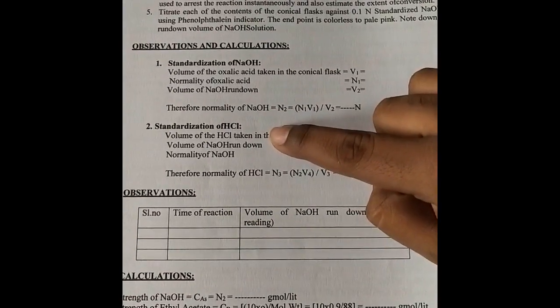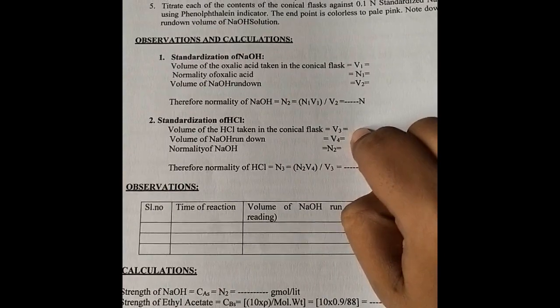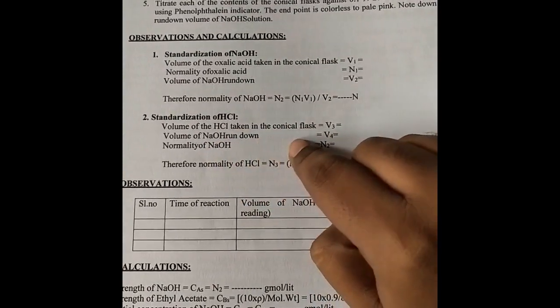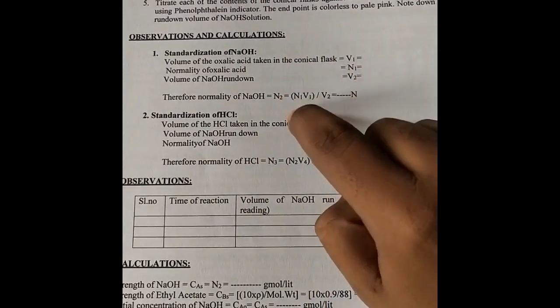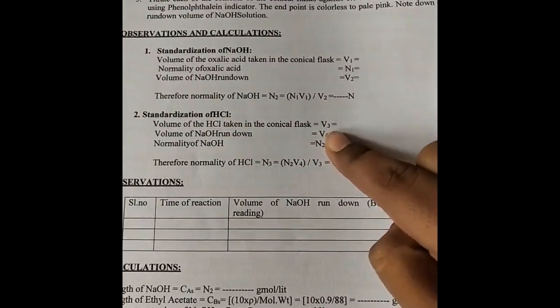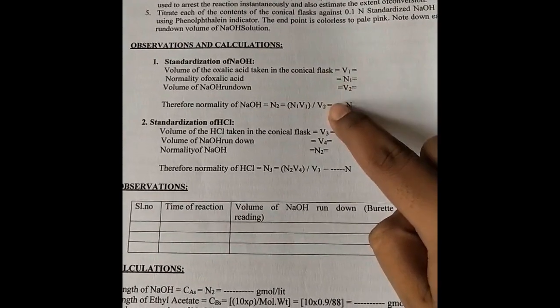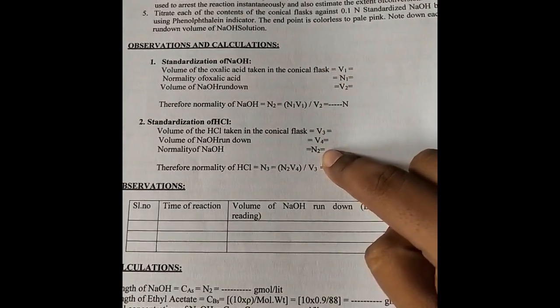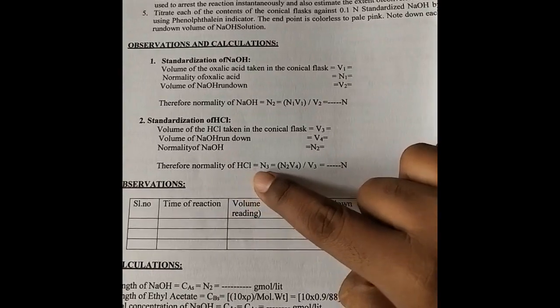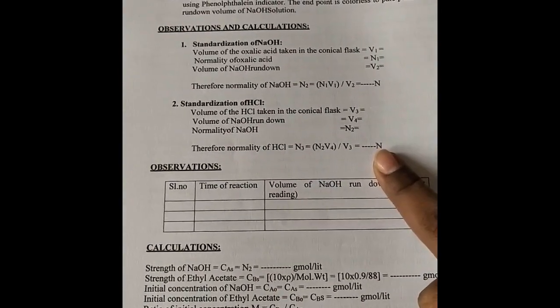Then standardization of HCl. The volume of HCl taken in the conical flask is 10 ml. Volume of NaOH rundown, whatever value that is during the standardization of HCl, and the normality of NaOH which we have already calculated here, that value is to be noted down. So the normality of HCl will be equal to a value. We will get it as 0.1 normal.